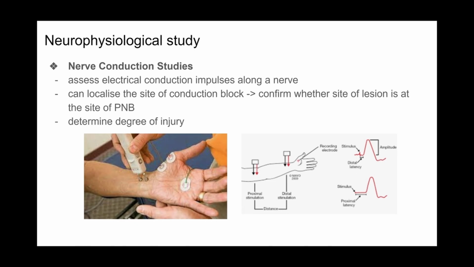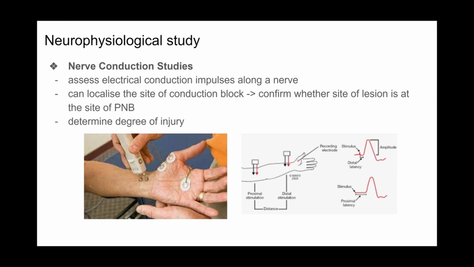As you can see in the diagram, this is how a nerve conduction study is done to assess a motor nerve. The stimulation is provided at a more proximal part, at the place where you want to examine the motor nerve, and then a recording electrode will be placed in a more distal region. However, if you are assessing a sensory nerve, then the electrodes will have to be placed in a reverse direction.